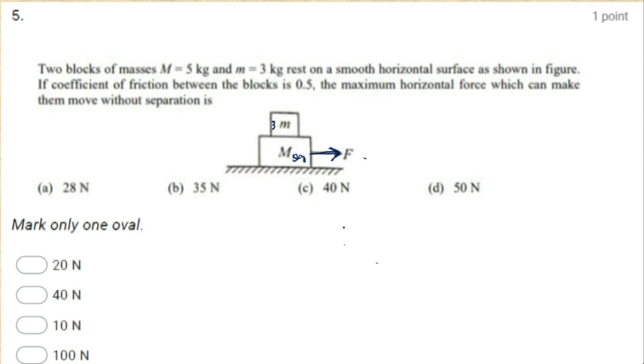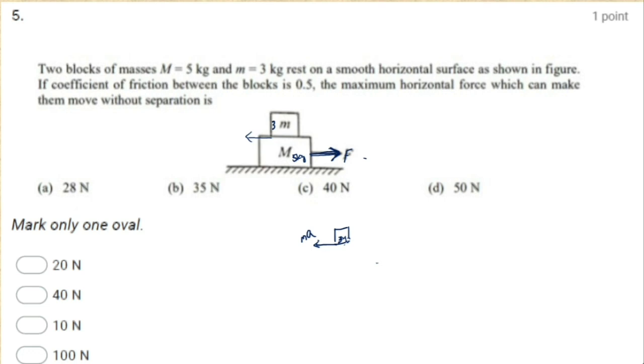Now let's draw the free body diagram for the 3 kilogram block. So this is the 3 kilogram block. Which all forces are acting on the 3 kilogram block here? A force is applied on the 5 kilogram block, that is given as capital F. So when the force is applied, definitely a pseudo force will be acting on the 3 kilogram block. So you can mark here the pseudo force, which is equal to small m into A, acceleration.